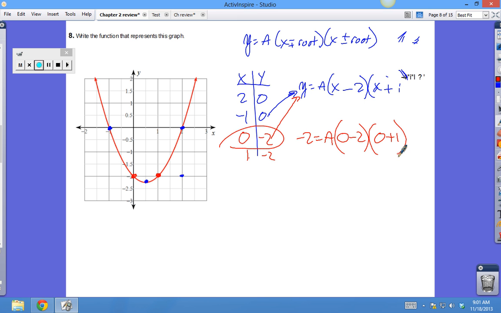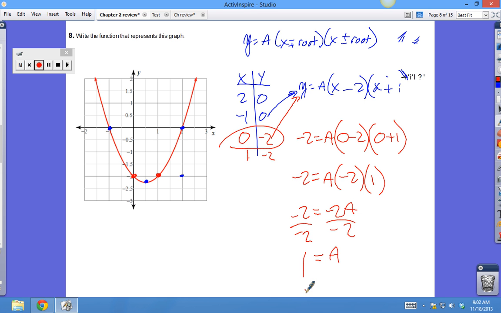And I'm going to get this: negative 2 equals a multiplied by negative 2 multiplied by 1, which is negative 2 equals negative 2a, divided by negative 2, divided by negative 2. A is equal to 1. So my function is going to be y equals 1 times (x minus 2) times (x plus 1). And that is good enough.